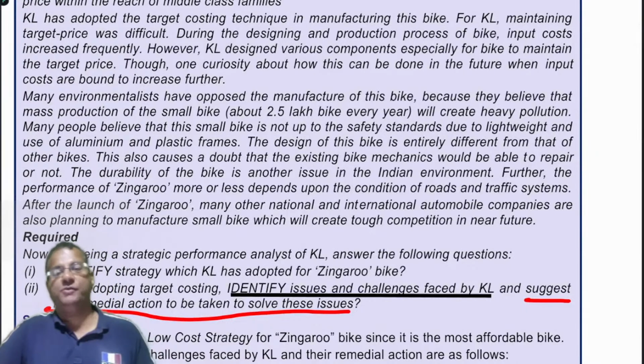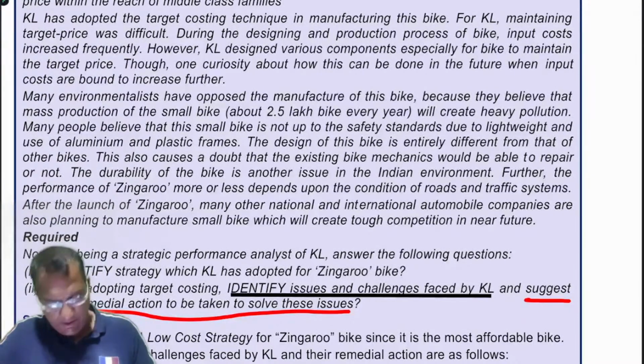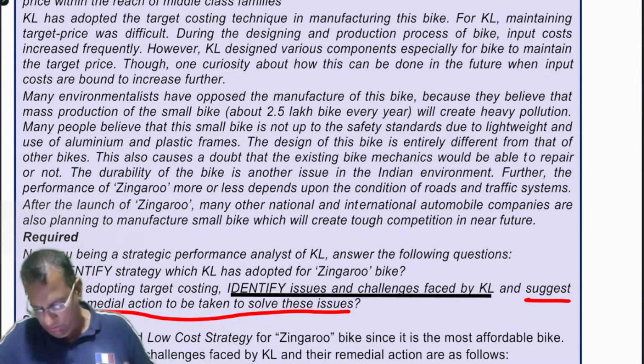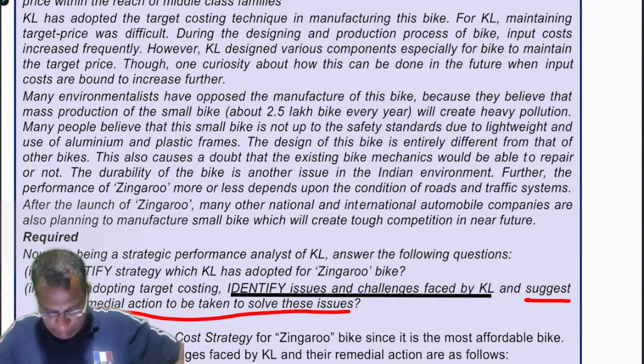Other students, please answer me. How many issues and challenges are currently being faced by the company? No need to imagine. It is already given in the question. Just identify on your own what the challenges are.